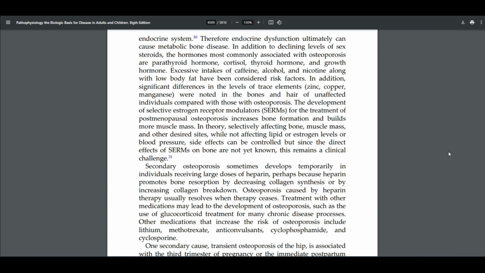The development of selective estrogen receptor modulators for the treatment of postmenopausal osteoporosis increases bone formation and builds more muscle mass. In theory, they selectively affect bone, muscle mass, and other desired sites while not affecting lipid or estrogen levels or blood pressure. Side effects can be controlled, but since the direct effects of selective estrogen receptor modulators on bone are not yet known, this remains a clinical challenge.